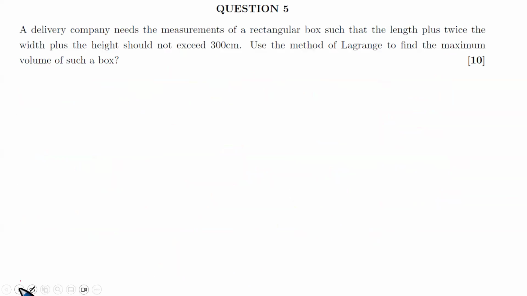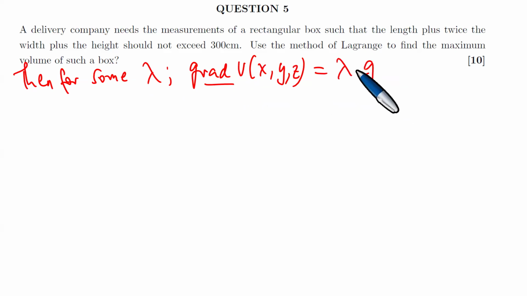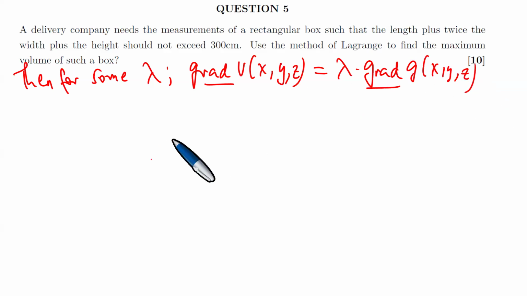Then for some lambda, this is the formula for the method of Lagrange. The gradient of the volume function is equal to lambda times the gradient of the constraint equation. So this becomes the constraint equation. What is the gradient of the constraint equation? It is (1, 2, 1).